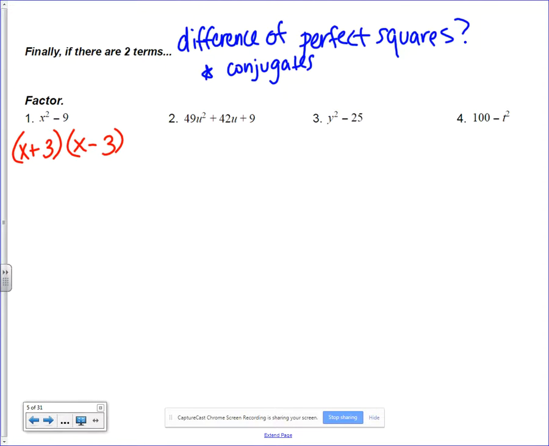Good? Number 3. Do you have a GCF? No. How many terms? 2 terms in number 3. Meaning, is this the difference? Does that symbol mean difference? Are they both perfect squares? 1 is a perfect square and 25 is a perfect square, correct? Okay, so we need to make conjugates. I need y and y, and then 5 and 5, and they're going to be different. Easy enough.